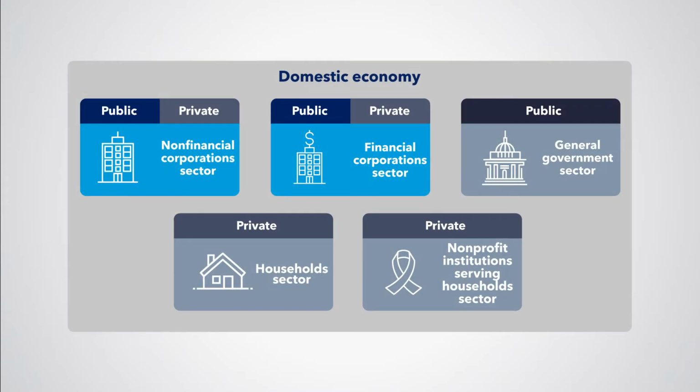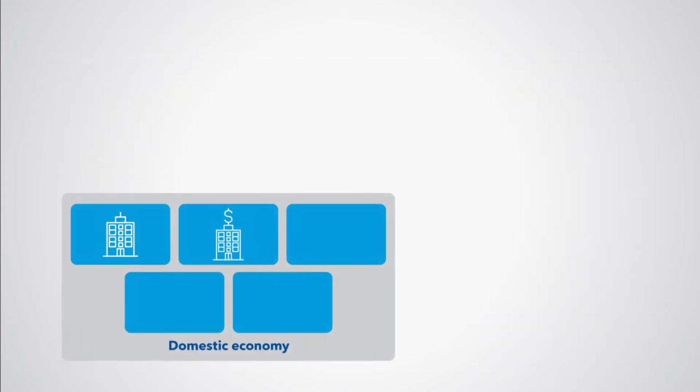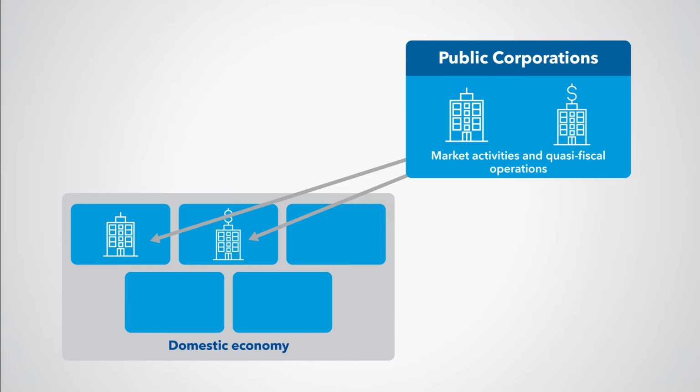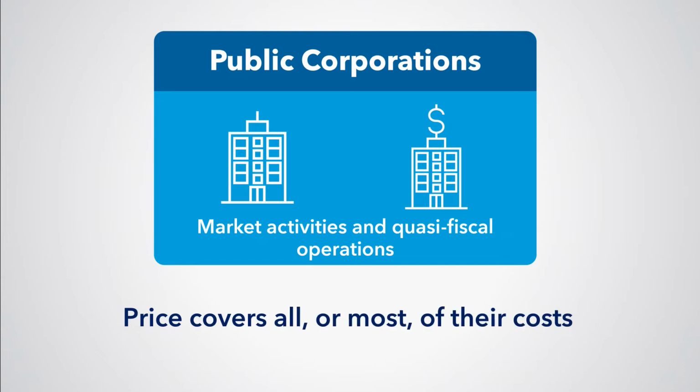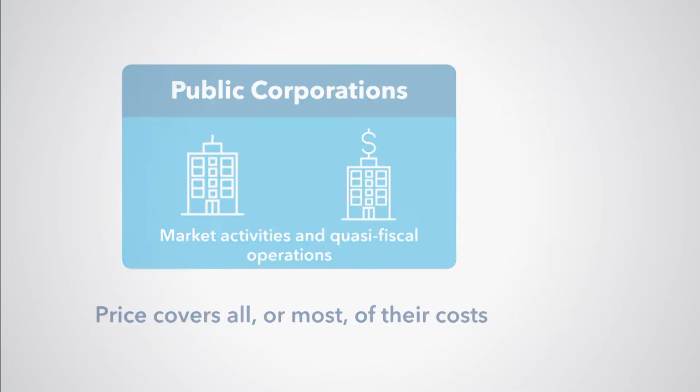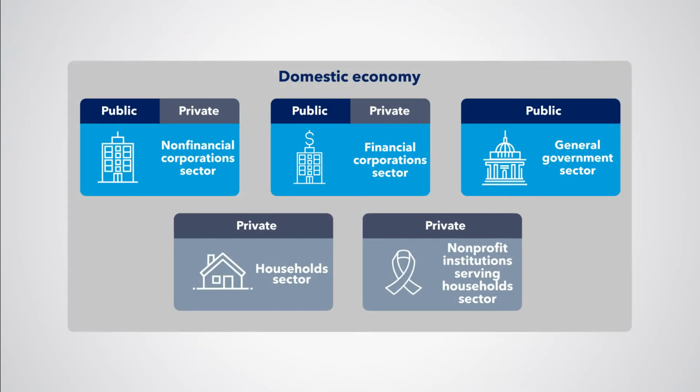Second is the public corporations sector. This sector captures the market activities and quasi-fiscal operations of public corporations. In simple terms, this means public corporations charge a price for their goods and services that cover all or most of their costs. Lastly, we have the public sector, which is a combination of the general government sector and the public corporation sector.